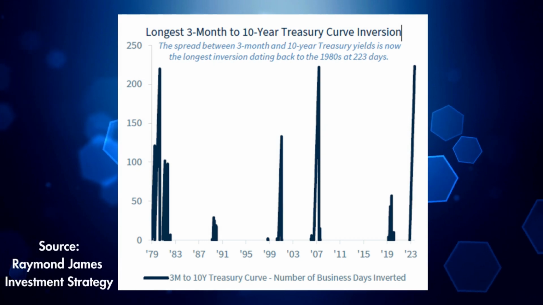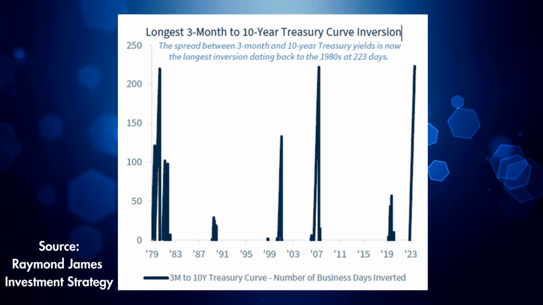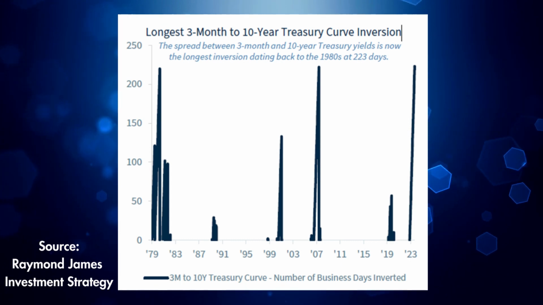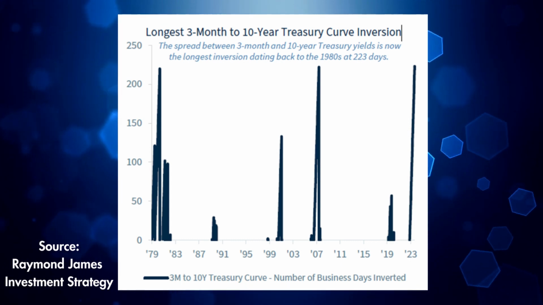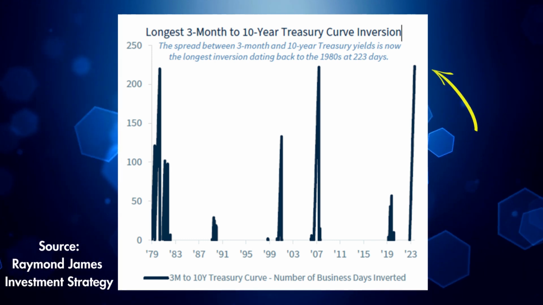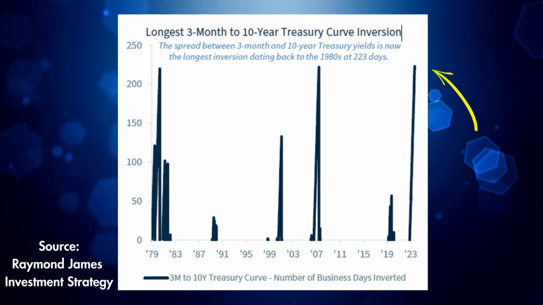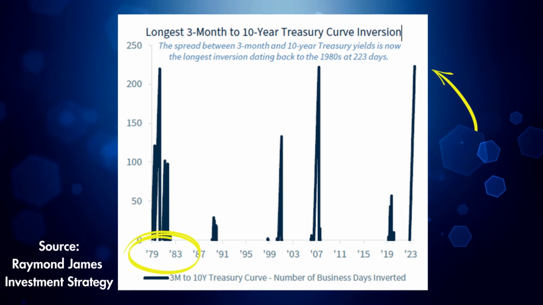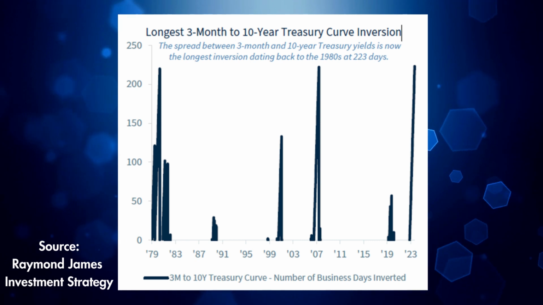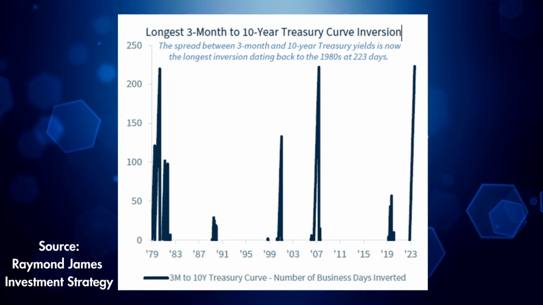The second picture shows kind of an interesting environment that we find ourselves in. What we're measuring here is the inversion from the 3-month Treasury bill to the 10-year Treasury and the length of inversion. It's actually been the longest period of inversion dating back to the 1980s, which is why we've consistently seen market pundits calling for a recession.